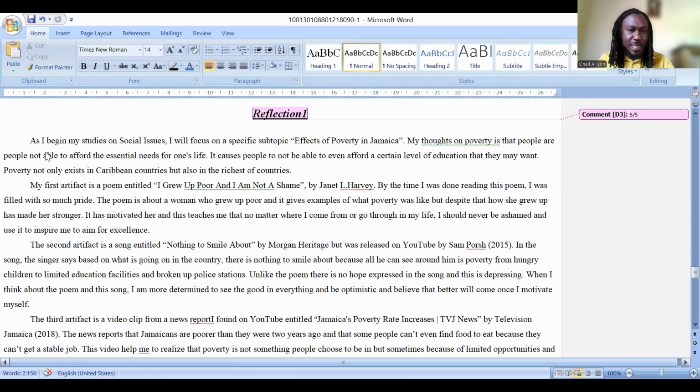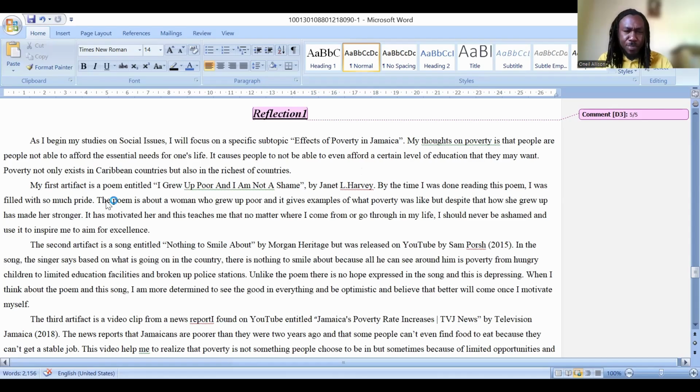All right, so as I began my studies on social issues, I will focus on a specific subtopic, effects of poverty in Jamaica. My thoughts on poverty is that people are not able to afford the essential needs for one's life. It causes people to not be able to even afford a certain level of education that they may want. Poverty not only exists in the Caribbean countries, but also in the richest of countries.